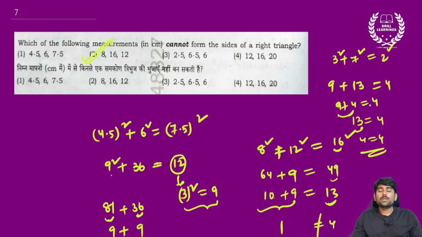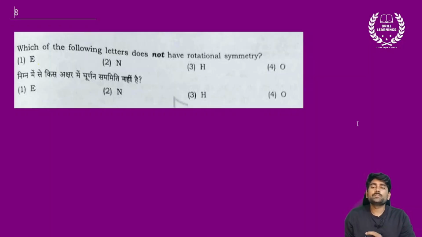Whereas with the second option, we cannot form a right angle triangle. That is why the second one is the right answer here. Let's move on to the next question. Which of the following letters doesn't have rotational symmetry?